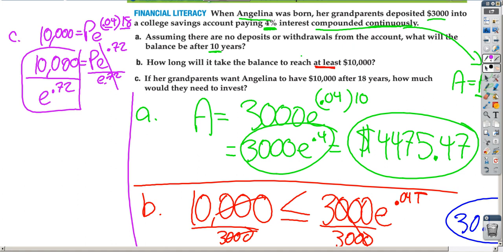If you're interested in finance, this is some of what goes on when you're calculating these numbers.